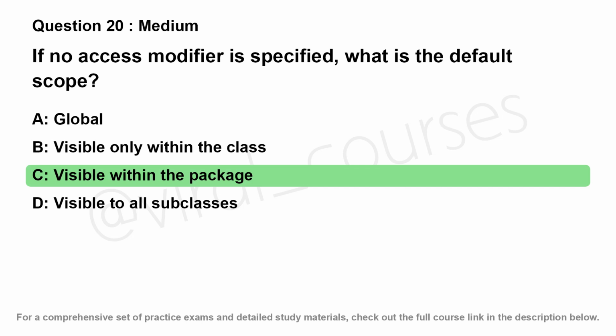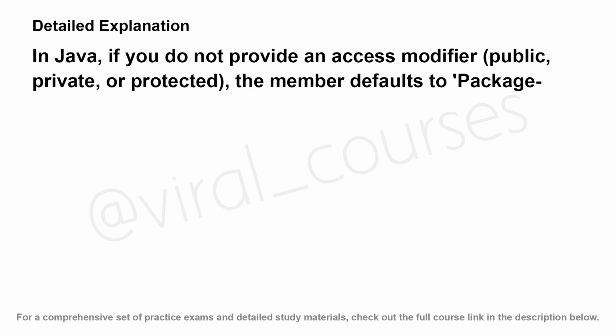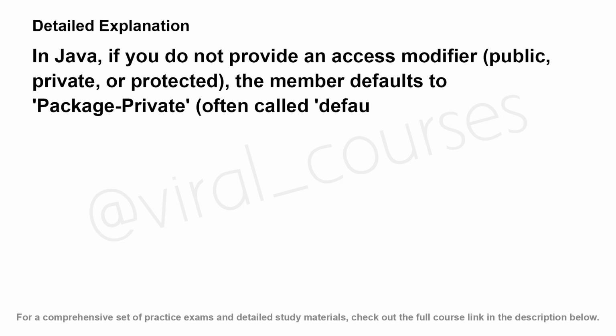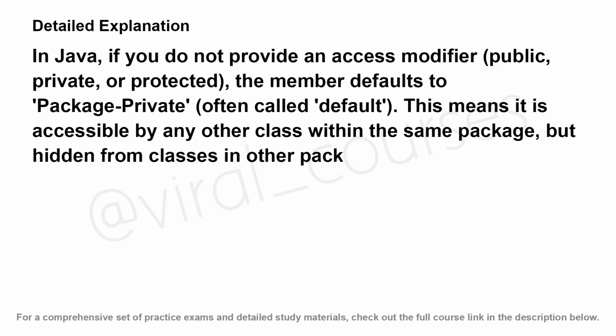The correct answer is C. In Java, if you do not provide an access modifier, public, private, or protected, the member defaults to package private, often called default. This means it is accessible by any other class within the same package, but hidden from classes in other packages, including subclasses.